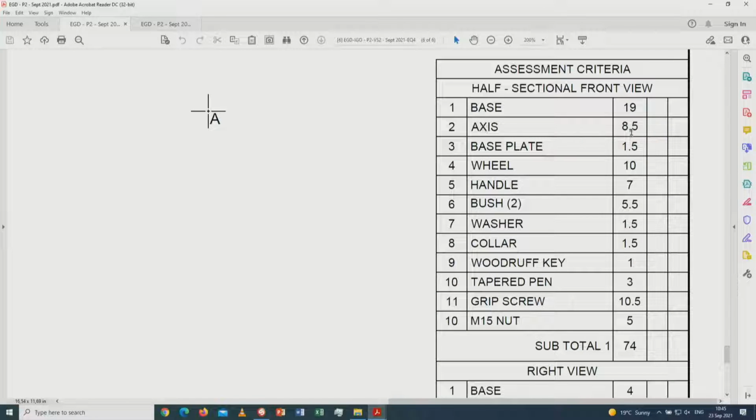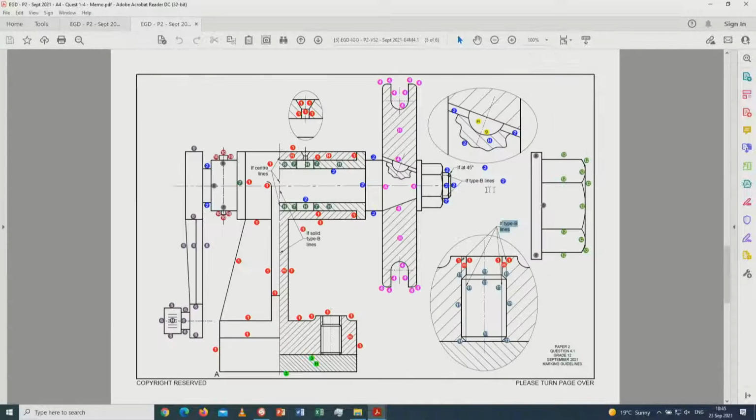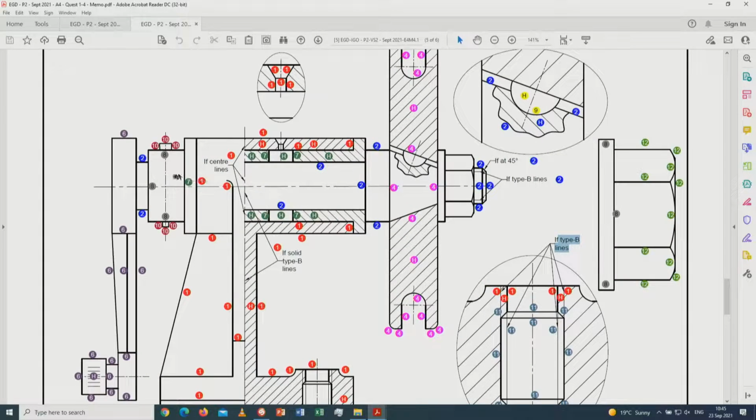All right, for the axis, 8.5, that gives you 17 marks. All right, so over here, the axis starts over here. I will see a portion of the axis over there. Axis over there. 1, 2, 3, 4, 5, 6, 7, 8, 9, 10, 11.